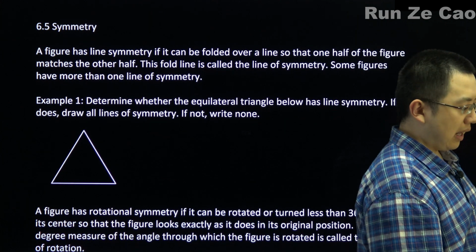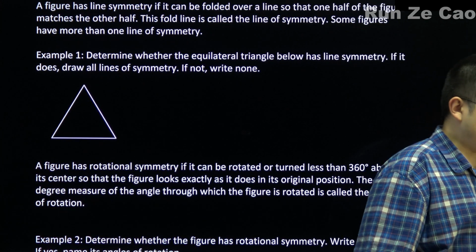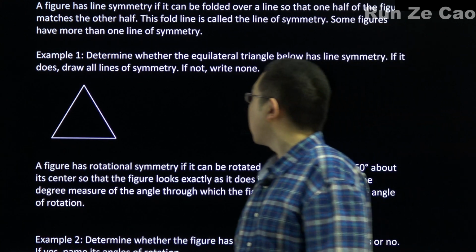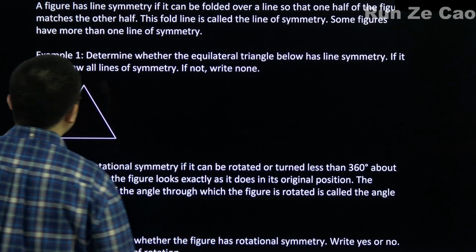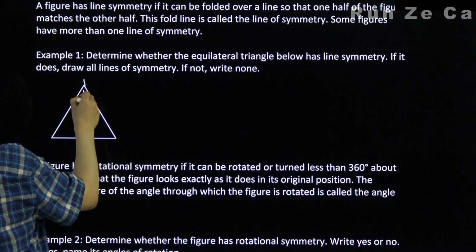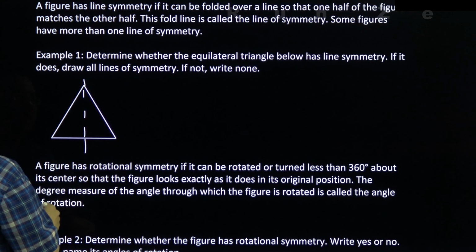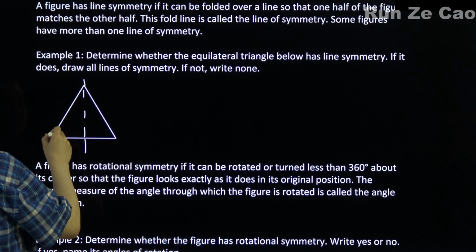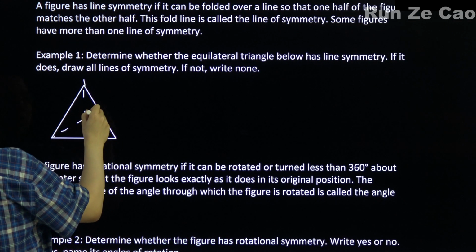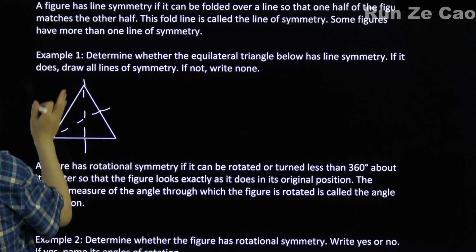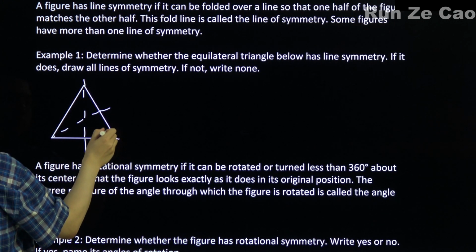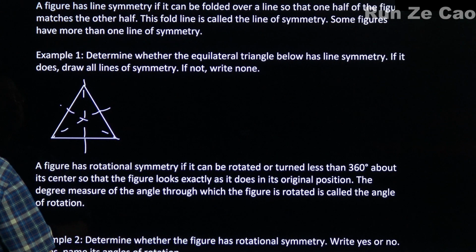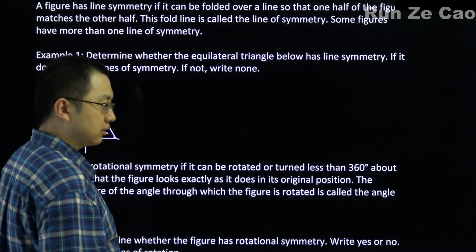Determine whether the equilateral triangle below has line symmetry. If it does, draw all lines of symmetry. If not, write none. Well, what happens if you fold it in half like this? Oh, it matches up. And because it's equilateral, it matches up that way as well, and that way. So it has 3 lines of symmetry.